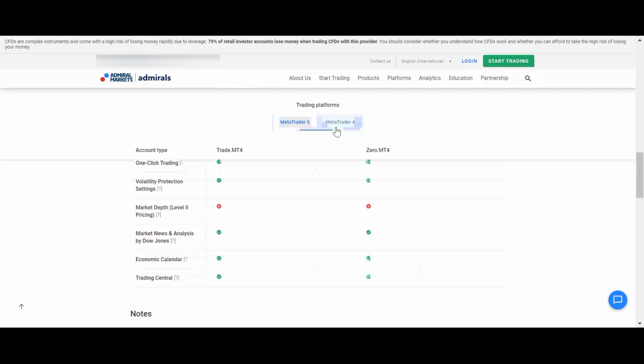Now you know more about our trading account types. Please feel free to contact us with any questions via global@admiralmarkets.com.